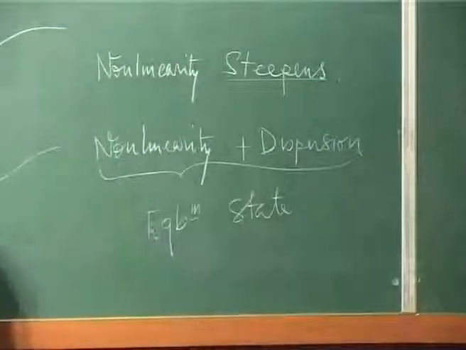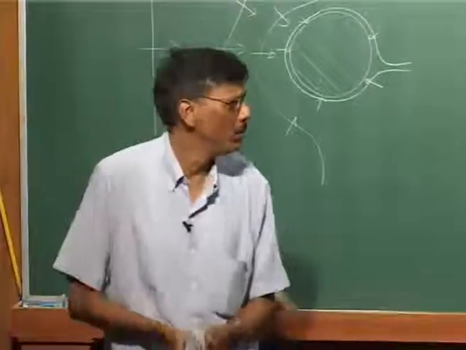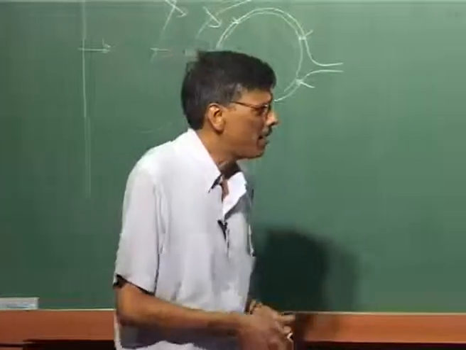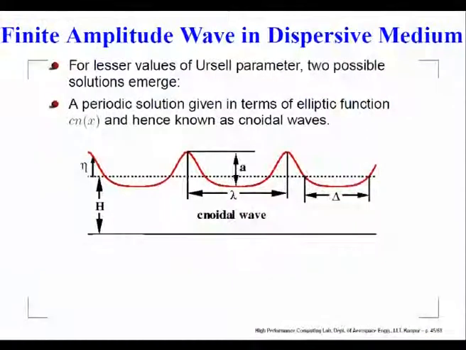The equilibrium would be that nonlinearity would try to steepen, dispersion will try to attenuate, and thereby we can get a purely periodic behavior. And whenever you see that in shallow water, they are called cnoidal waves.